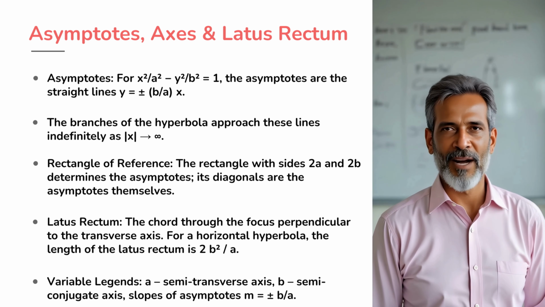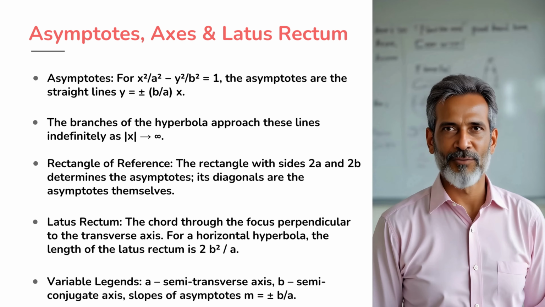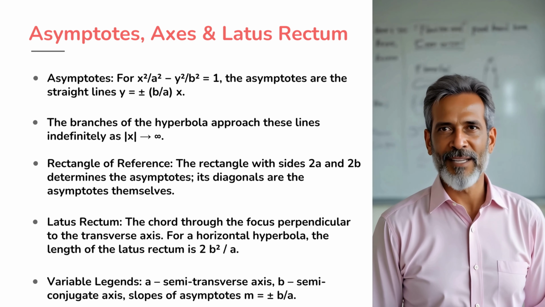As x becomes very large, the curve gets closer and closer to these lines but never meets them. The rectangle formed with sides 2a and 2b helps you draw the asymptotes. Its diagonals are those very lines.